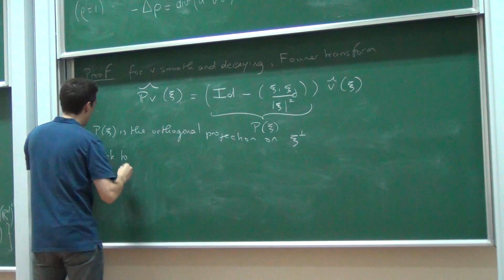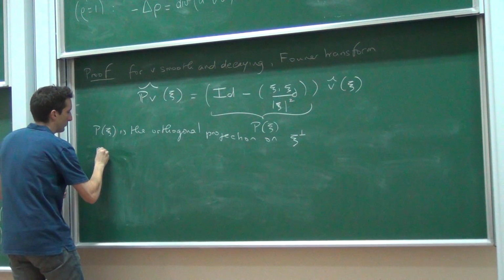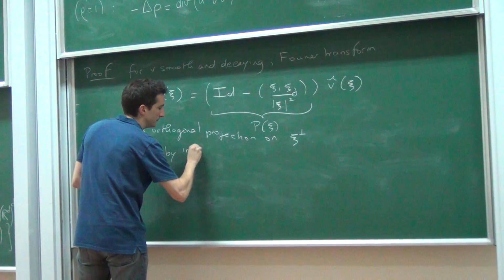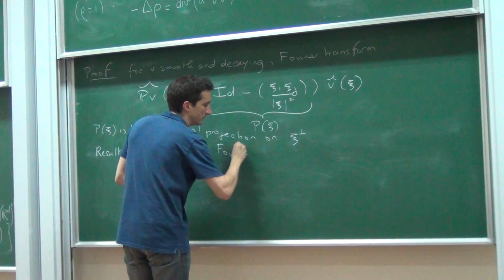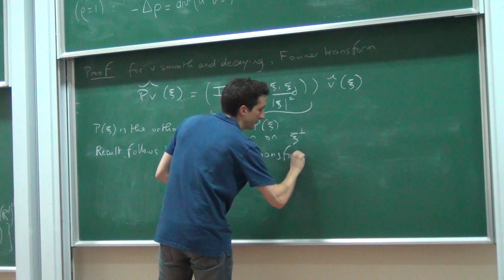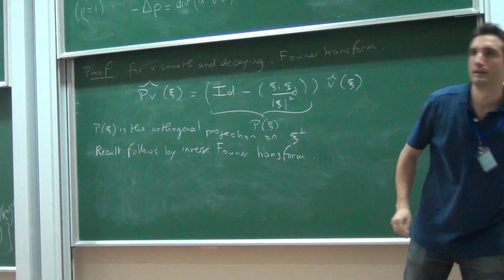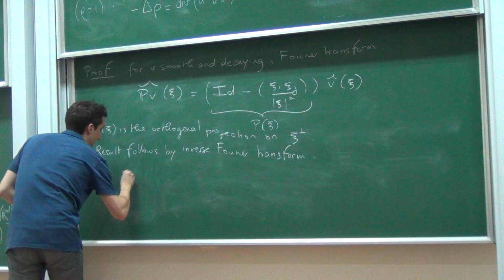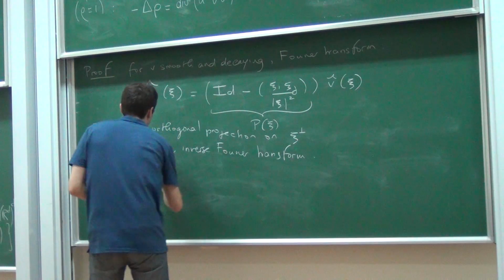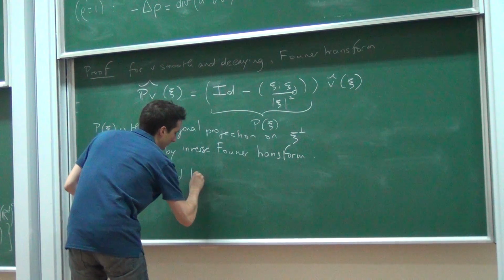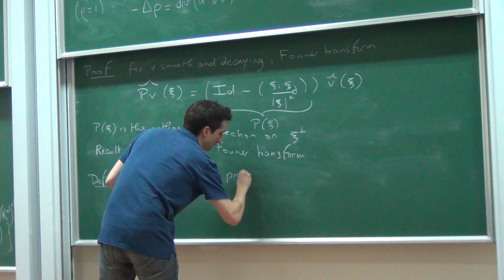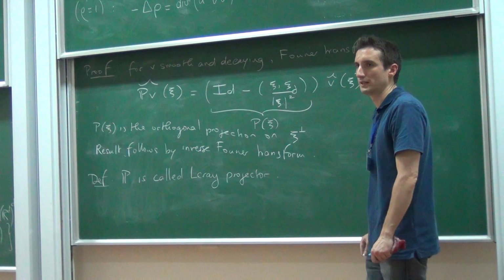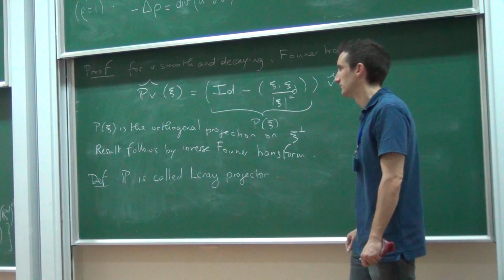So back to the result, it follows by inverse Fourier transform. And so this projection P is called the Leray projector. P is called the Leray projector. That's a projector in L2 over divergence-free fields.